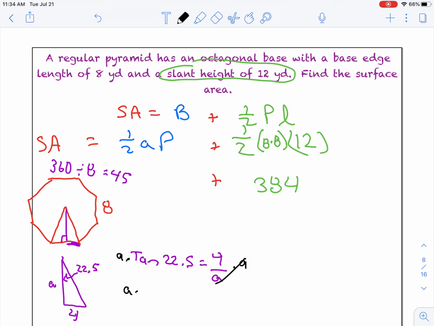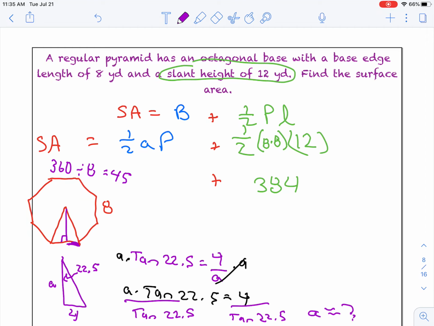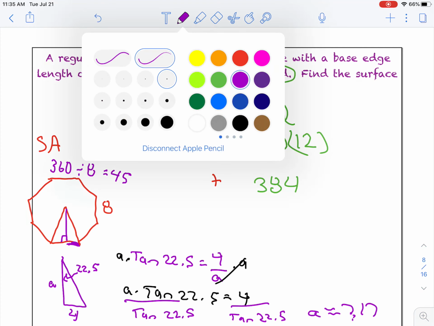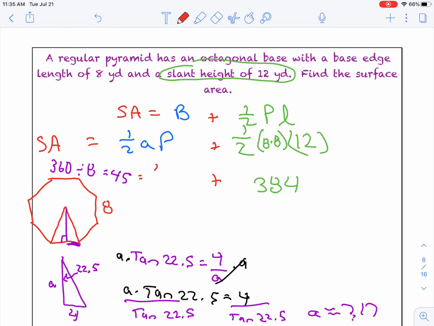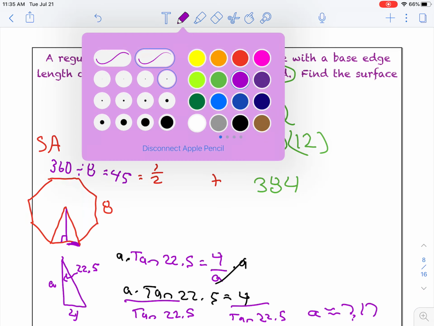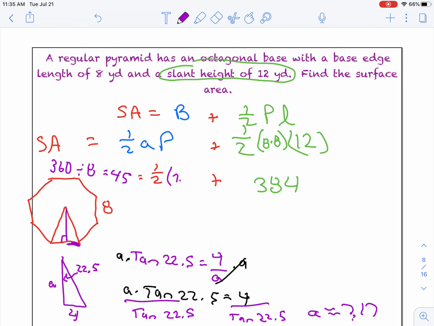And then that would give me a times the tangent of 22.5 equals 4. So now I'm going to have to take 4 and divide it by the tangent of 22.5. That gives me a value of a of approximately 7.17. So now I can put that in here. So my surface area is equal to 1/2 the apothem, which I just found, is 7.17, times the perimeter, again, which is 64.